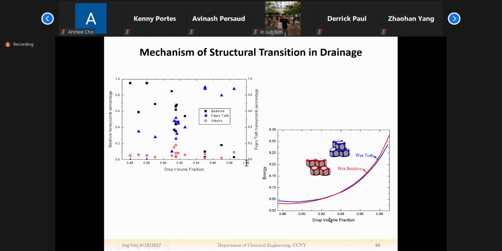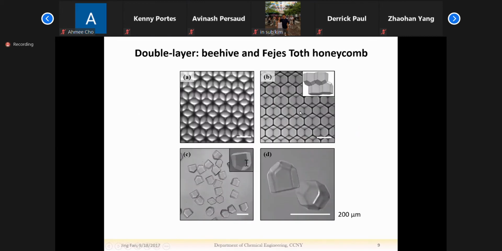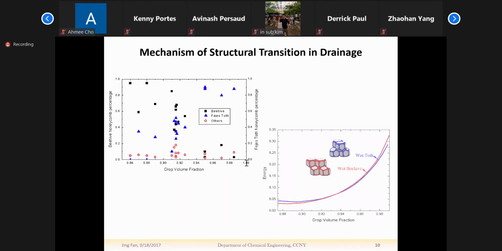Right, so we calculate the energy using a software called Surface Evolver as a function of the droplet volume fraction. And we see that when the droplet volume fraction increases above about 0.935, this Toth structure, panel B, has a lower energy. This is consistent with our observations, right? When the droplet volume fraction is very high, meaning continuous phase is removed a lot, then this structure is preferred.